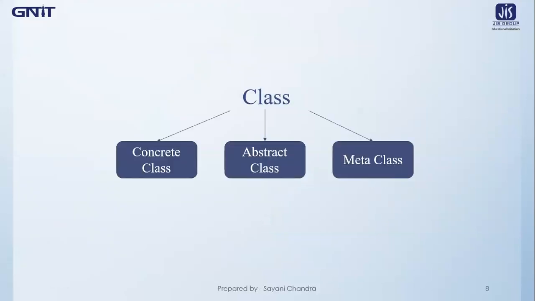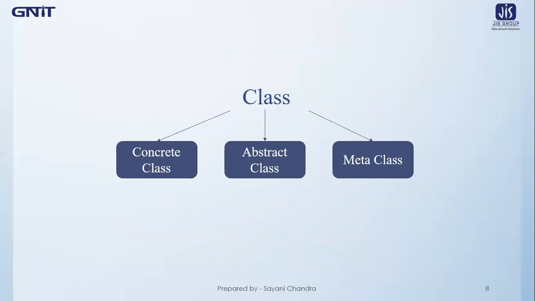Now come to the categorization of class. A class can be of three types: concrete class, abstract class, and meta class. A concrete class is a class of which you can create an object. That means a concrete class can be instantiated. An abstract class is a class which cannot be instantiated. That means you cannot create an object of an abstract class. But you can still inherit the abstract class, and its subclasses or child classes can be instantiated.